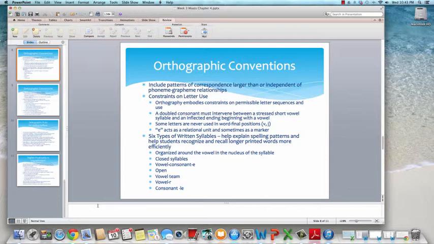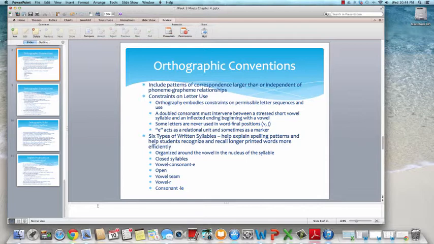So what are the types of syllable patterns? We have syllables that are organized around the vowel and the nucleus of the syllable. These are going to be the stressed syllables. We have closed syllables that essentially there's consonant vowel consonant type patterning. We have the vowel consonant E syllable stress, where we know that vowel is going to make that long sound, and there's usually stress that comes with the long sound, depending on how many syllables again are in the word. We have open syllables where they end in a vowel sound. Again, that has stress with it.